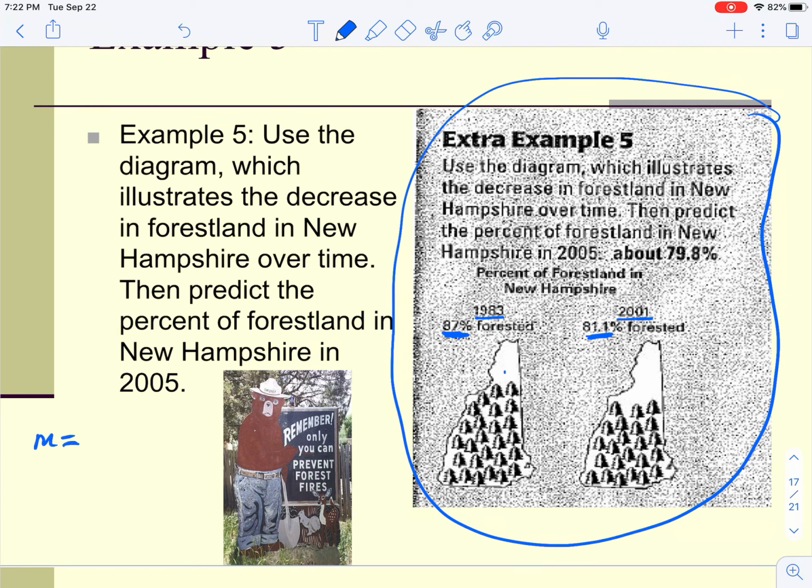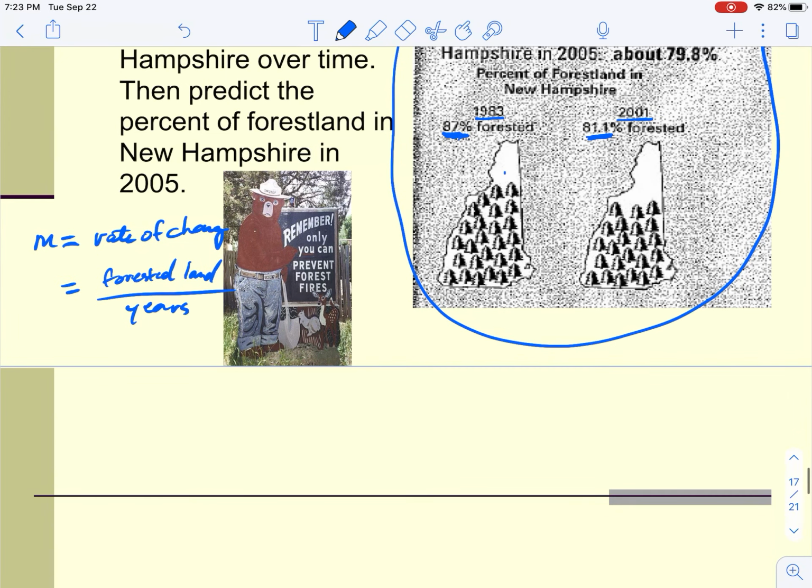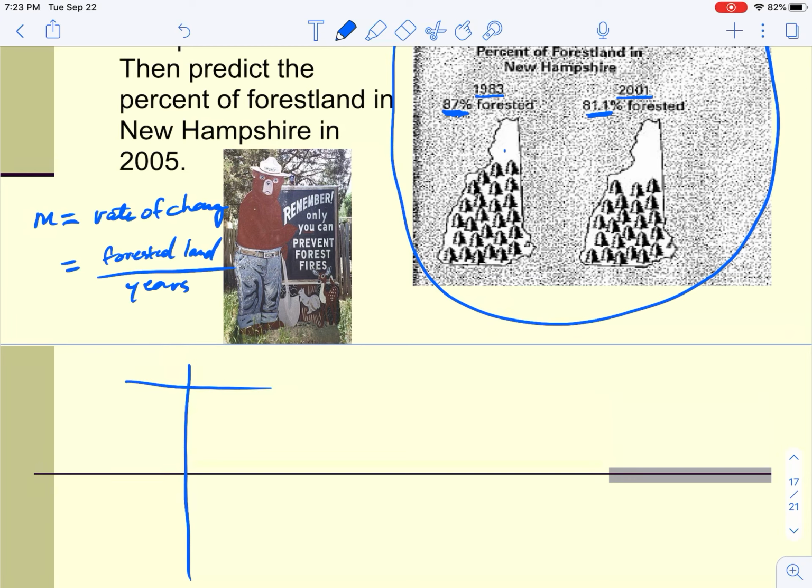So what I'd like to do is use the idea of the slope as the rate of change. And in this case, we'd say forest percentage, maybe forested land over the number of years. That'd be the rate of change. So let's start by making a table.